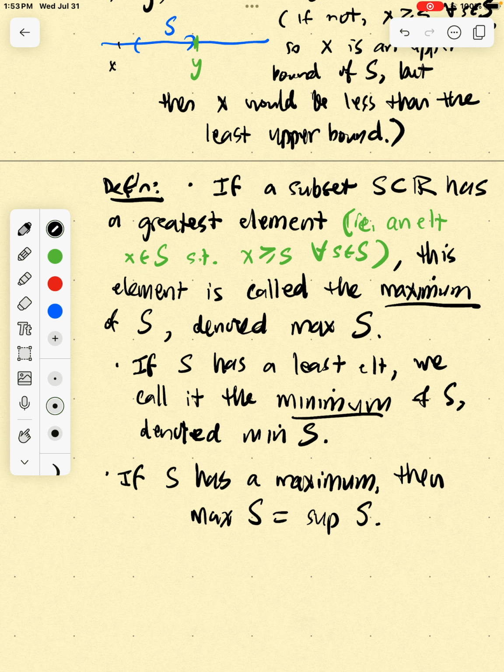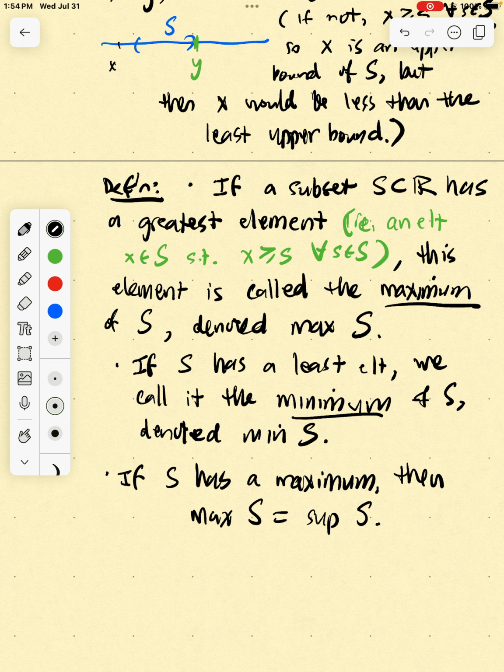Well, suppose, let's see. This is another one where you kind of just have to think about it. Least upper bound means that it needs to be less than or equal to any other upper bound. So suppose that you had an upper bound, say A, for the set S.